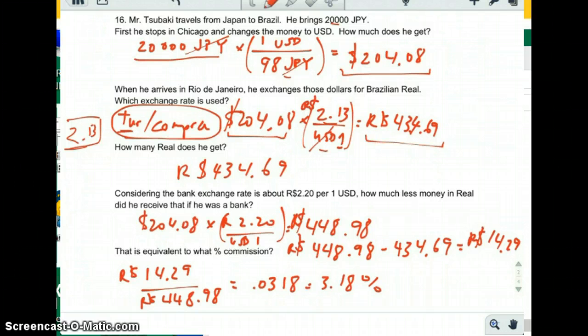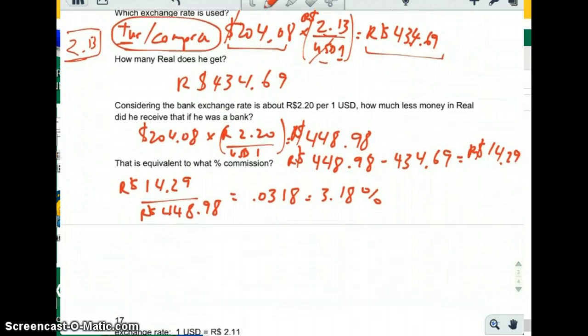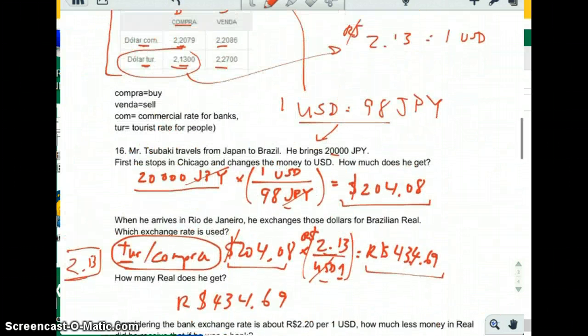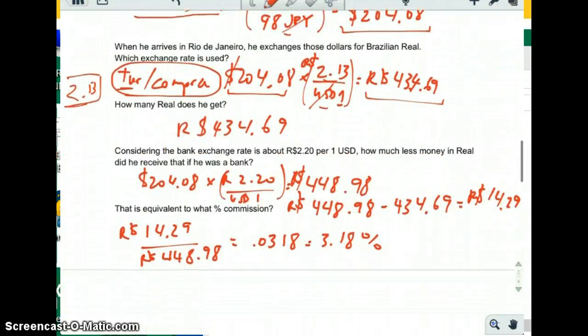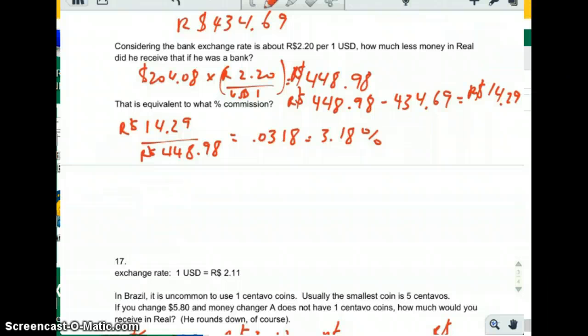Okay, so how many reais does he get? He gets 434.69. Considering the bank exchange rate is about 2.20 reais per $1, if we go back and look at it, we can see that in either direction it's pretty much 2.20, right? It's right here, this one. Okay, and then how much less money in reais did he receive than if he was a bank? Okay, so you start out with $204.08, and you're going to multiply it times the exchange rate if he was a bank.